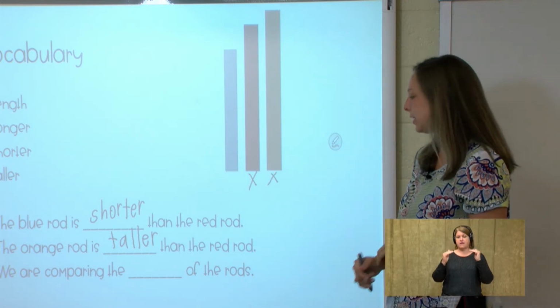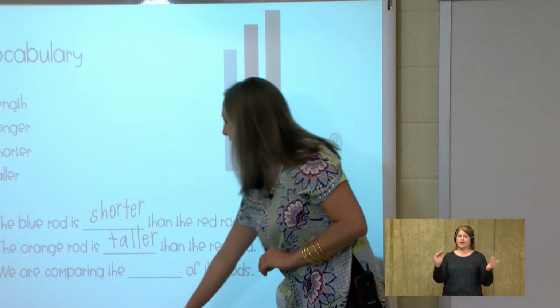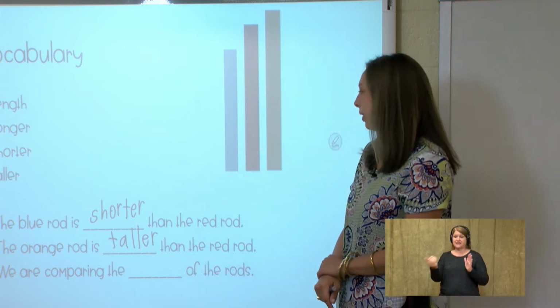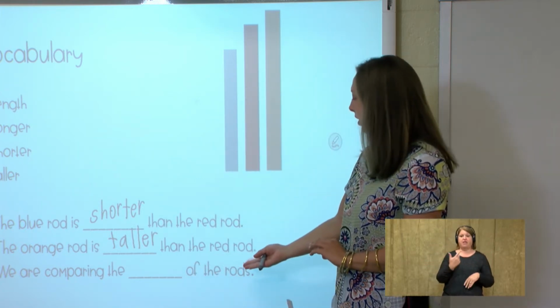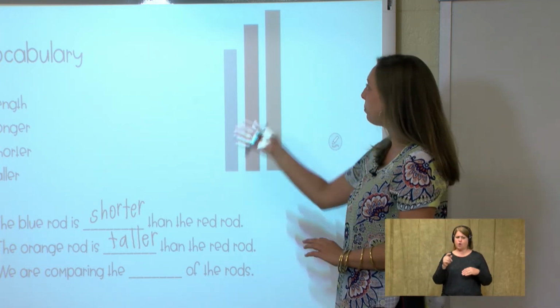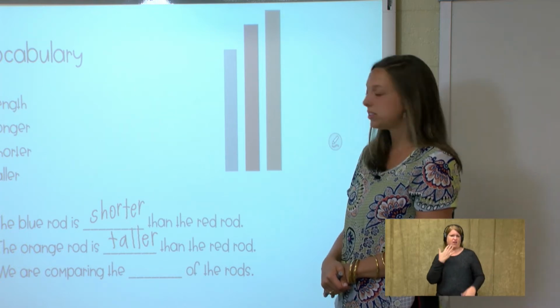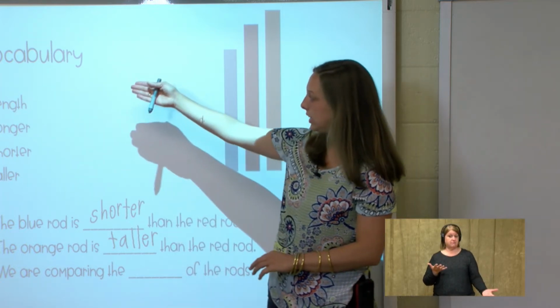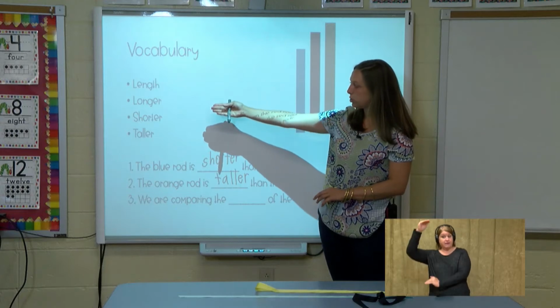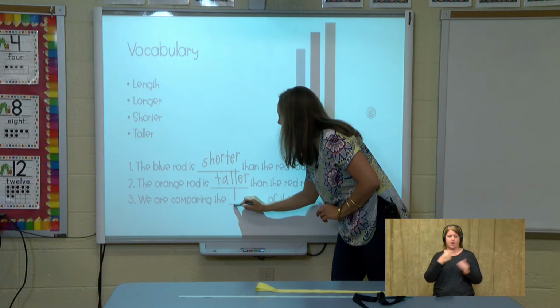All right, looking at number 3, we're going to compare these rods again. We are comparing the length of the rods. What were we comparing of the rods? Were we comparing the shape, the colors? Was it the length, the longer, the shorter, or the taller? We were comparing the length of the rods.